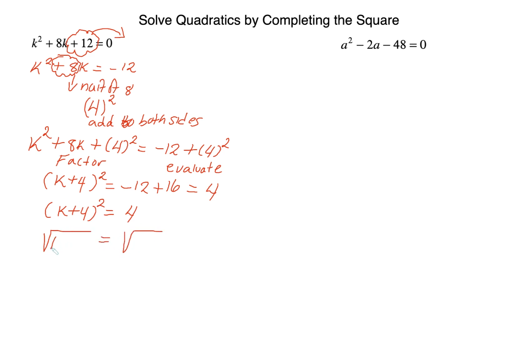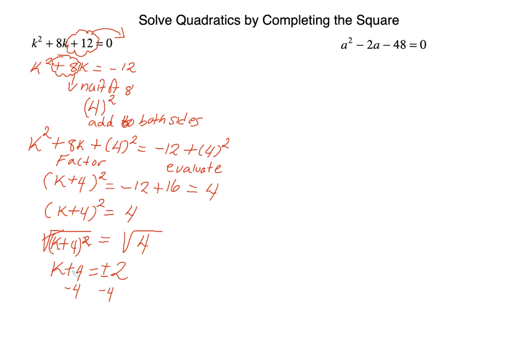So I'm taking the square root of k plus 4 all squared, and I'm taking the square root of 4. The square and the square root cancel each other, leaving you with just k plus 4. Now, because it's a quadratic, you're going to have two answers because you have k squared. When you take the square root of 4, you're going to get 2, but you must put plus or minus in front of it.